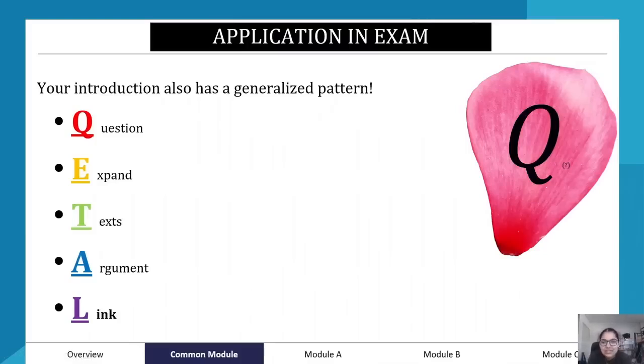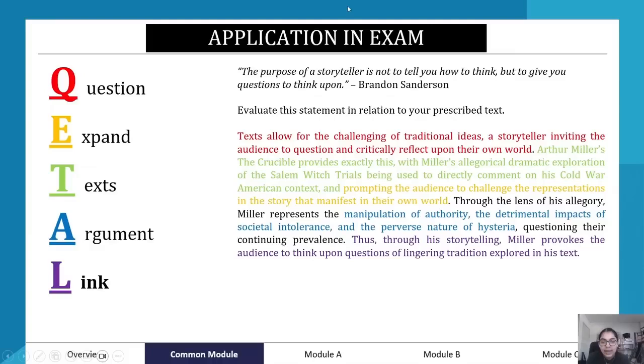Application in the exam. Now this is a generalized pattern. There are so many of these. You can choose whichever one you want. But we've got this one here. So we start off with Q, which is question. We go on to E, expand. Then T, text. A, argument. L, length. So we start off with the question, the Q. So here we are answering the question. Texts allow for the challenging of traditional ideas. Then we introduce the text.